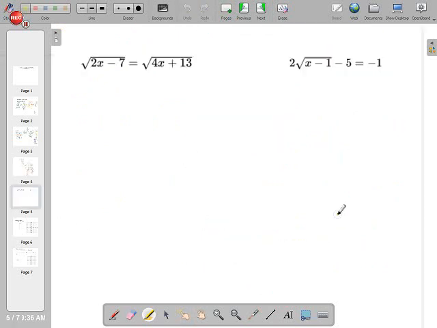Let's try a couple more. Here we have square roots on both sides, so I'm going to square both sides. On the left side, I have 2x minus 7. And on the right side, I have 4x plus 13. So all the radicals go away. Now it's just a multi-step equation.